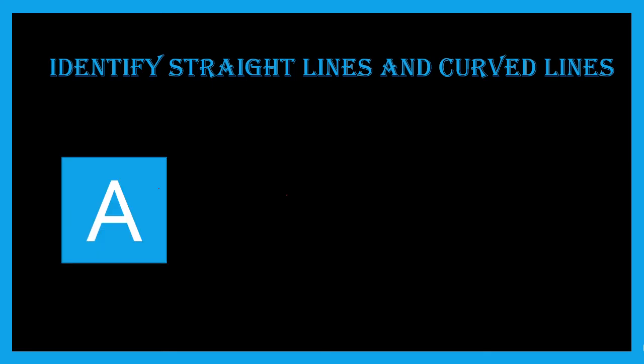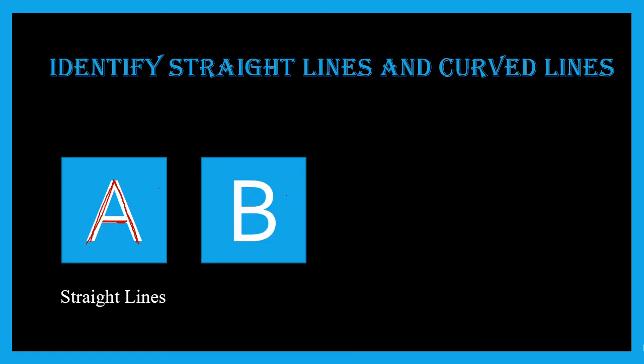Now we are identifying straight lines and curved lines. Now a straight line can be horizontal, vertical or slanting. Okay, so let's see the alphabet A. In alphabet A, we have a straight line here, a straight line here, and a straight line here. Now this straight line in the middle is a horizontal straight line, and these two are the slanting lines. So that's why it's made of straight lines.